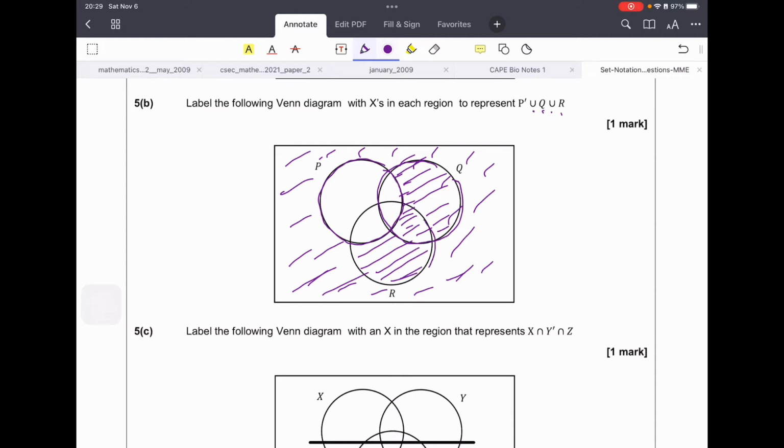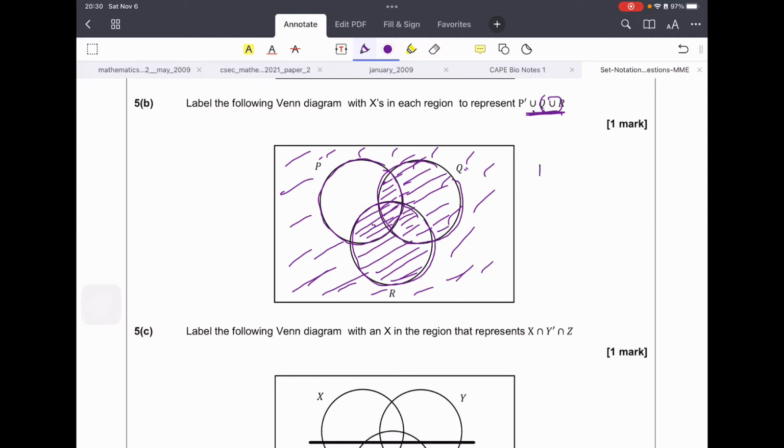And then union R. So this is R. Okay. Now, because it is union, it means that we need to include everything in P prime, everything in Q, everything in R together. And remember, the Q also includes this portion here. R includes this portion here. So we need to shade those as well. So P prime union Q union R is everything in P prime, which is nothing in P. But we need to include Q, which has a little bit in P, but because it's union, we need to include both of them. And R has a little bit in P, but we need to include it.